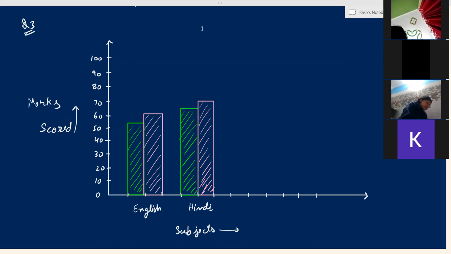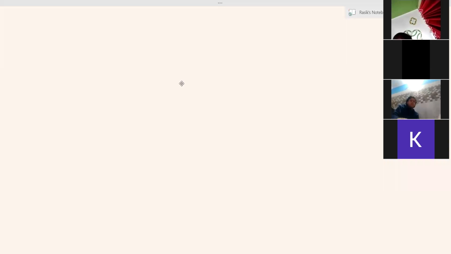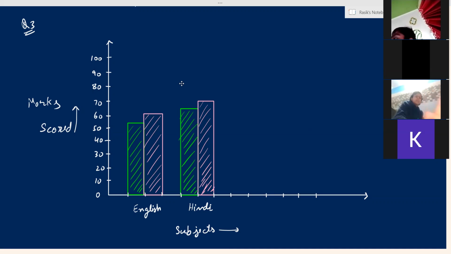Sir, Mandavya's mic is on. And we keep your mic off. Yes, all of you, those who have done, please post your answer in the group. Post a photo of the graph in the group.